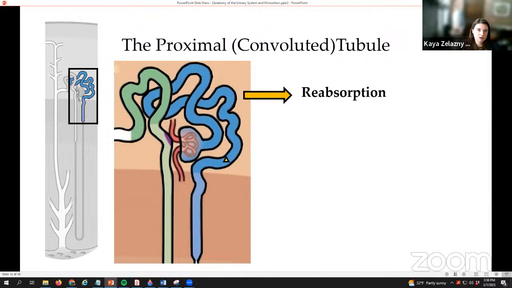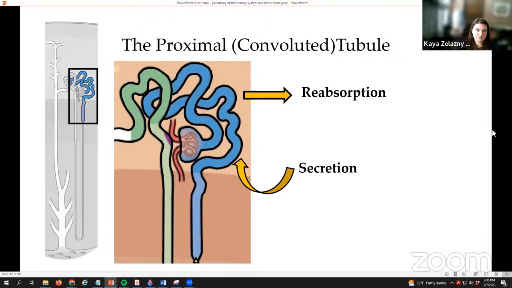We are also going to be secreting some things into the proximal tubule. So we have a couple things that we are going to move additionally from our blood into this filtrate inside the proximal tubule. Then we are going to continue down into a loop. So we can see this loop that's going to be descending down into the medulla.